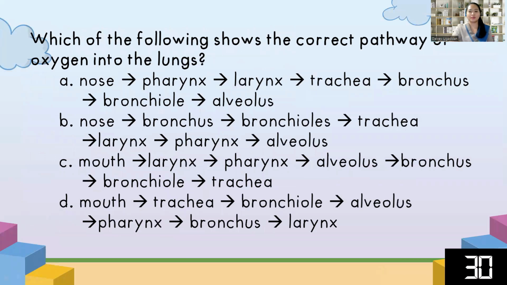Next question, question number 3. Which of the following shows the correct pathway of oxygen into the lungs? Is it A, nose to pharynx to larynx to trachea to bronchus to bronchiole to alveolus? B, nose to bronchus to bronchioles, trachea to larynx to pharynx to alveolus? C, mouth to larynx to pharynx, alveolus to bronchus to bronchiole to trachea? Or D, mouth to trachea to bronchiole to alveolus to pharynx to bronchus to larynx? Please key in your answer in the comment section.